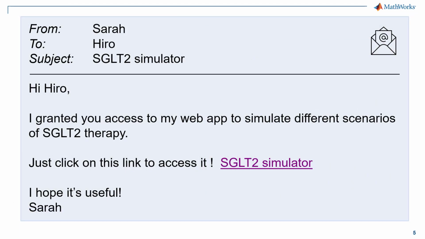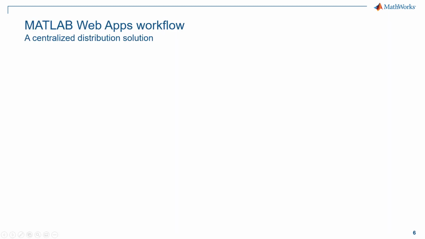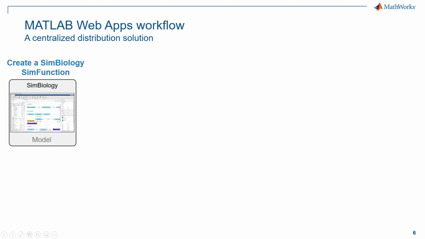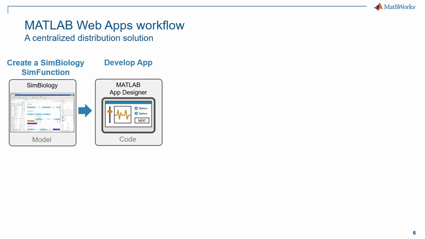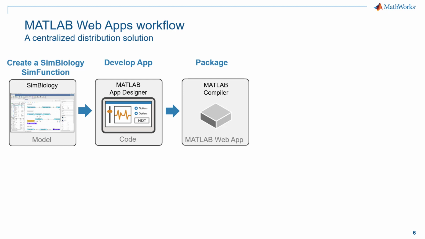So in the rest of the talk, I'd like to guide you through the workflow to convert your SimBiology model or integrate it into such a web app. So let's have a look at the complete workflow. Step number one is the creation of a SimBiology model, then its conversion to a sim function. A sim function is a function-like interface to run simulations with predefined inputs and predefined outputs. And this can be integrated in any MATLAB code or in an app that you can develop in App Designer. App Designer is a tool included in MATLAB to build and develop such applications.